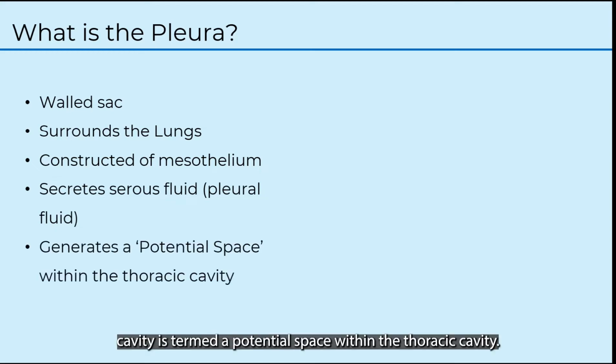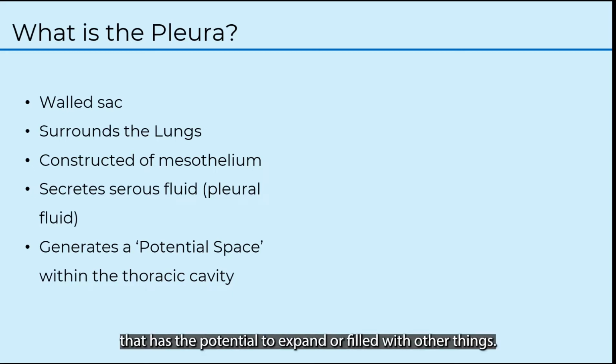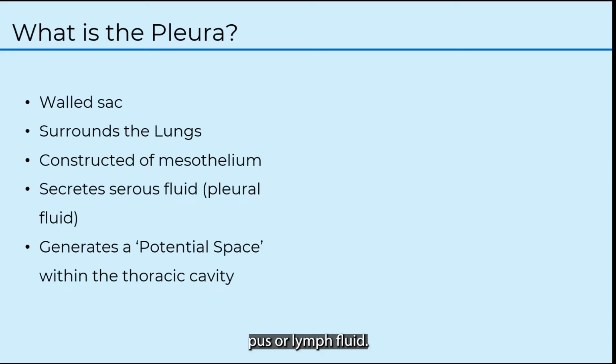The pleural cavity is termed a potential space within the thoracic cavity. But what does potential space mean? It's a confusing term. Essentially, it's a space where fluid fills that has the potential to expand or fill with other things other than pleural fluid, such as air, blood, pus, or lymph fluid.